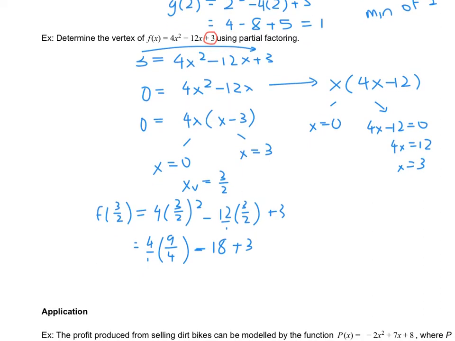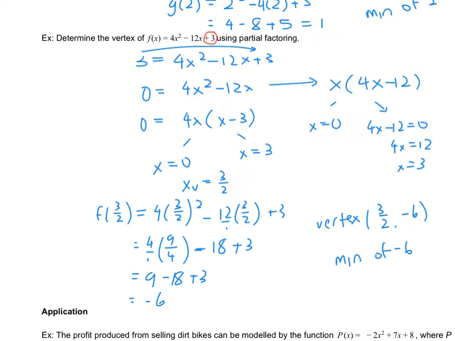And now when I do 4 over 1 times 9 over 4, it'd be 36 over 4, but that does simplify to 9. So I have 9 minus 18 plus 3. And that will just give me negative 6. So my vertex, and hopefully your vertex, is 3 over 2, comma negative 6. And that, because it opens up, it's a minimum of negative 6. So that's our optimal value there. So that's partial factoring. Hopefully you like it and see its benefits, but you really have to understand why this works and what it is used for, which is only for optimization, only if you're looking for the vertex or that max or min value.